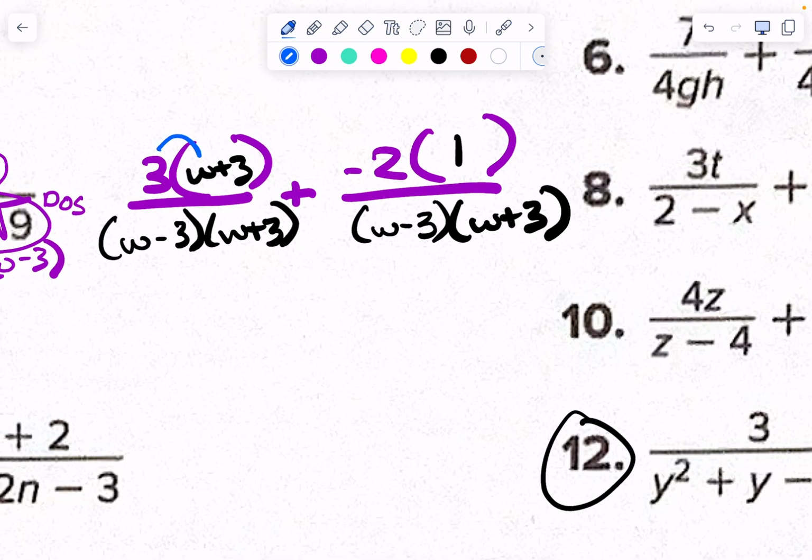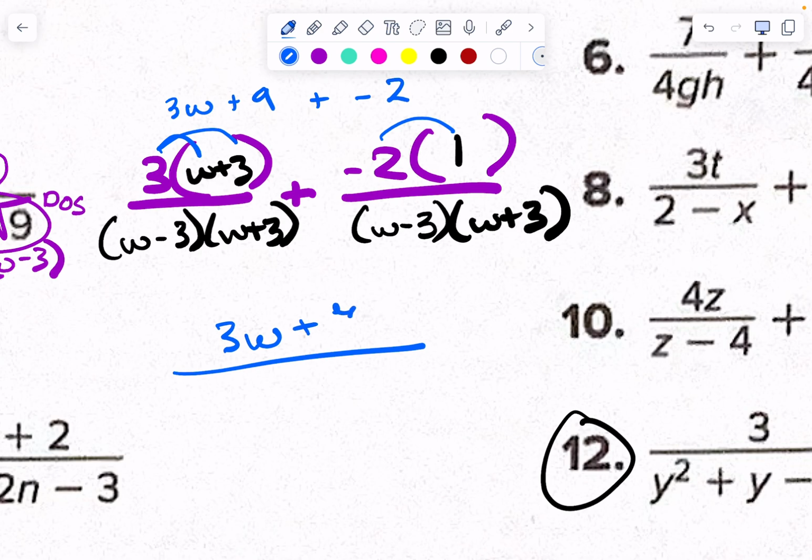Then we do the rest. 3 times W is 3W. 3 times 3 is 9. Plus, this one is negative 2. Can I add stuff together? Yes. So 3W plus 7. And then the bottom is W minus 3, W plus 3.